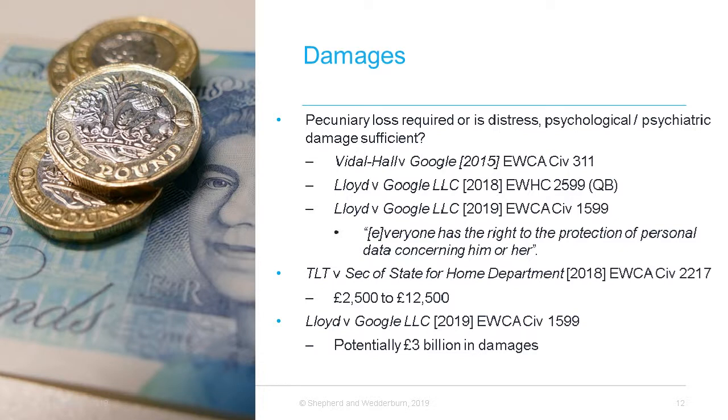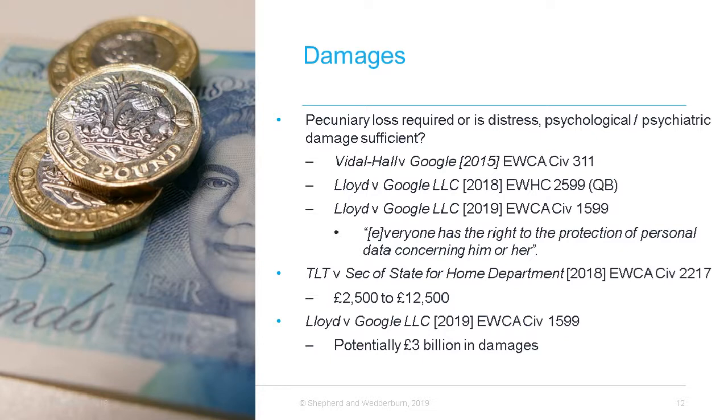And in the Lloyd and Google case, Mr. Lloyd's case has been allowed to proceed as an opt-out claim on behalf of around 4 million UK iPhone users, and his letter of claim sought £750 per user. So that gives you an indicative claim value of around about £3 billion.